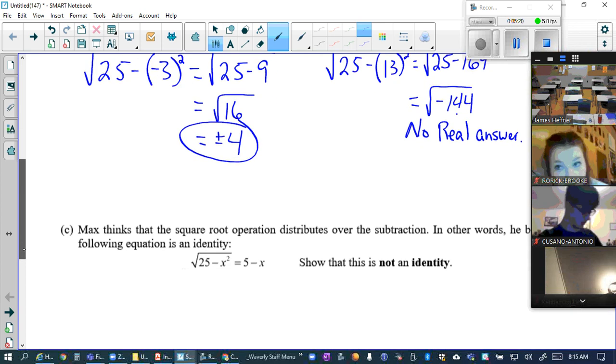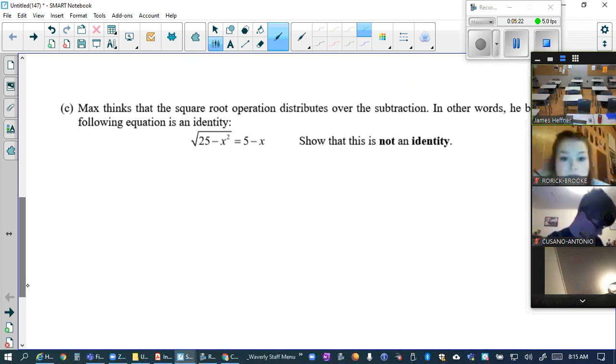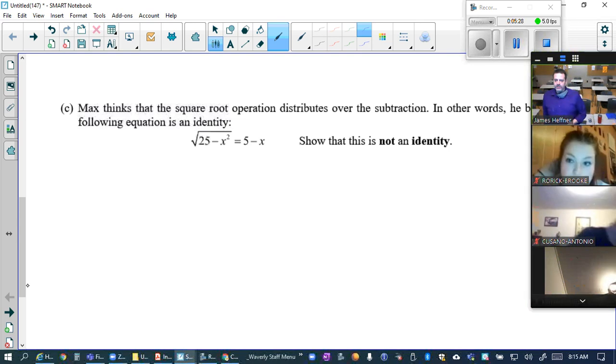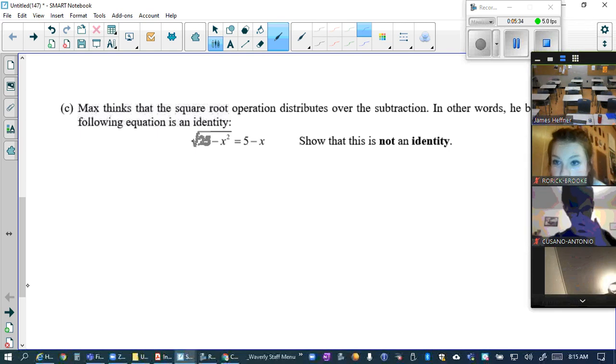All right, let's go down to part C here. And here's where we end up with a common mistake that kids make, all right? So we have the square root of 25 minus x squared. And I know a lot of you try to rewrite it like this: take the square root of both of those things, and it just simply becomes 5 minus x, okay? So let's test that and show that this is not an identity. In other words, those two things are not really equal, okay?